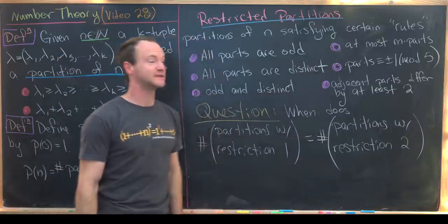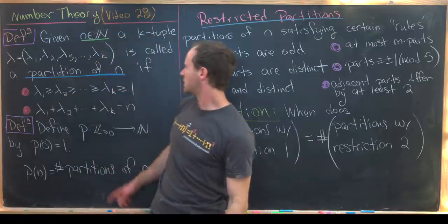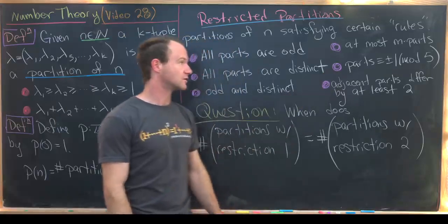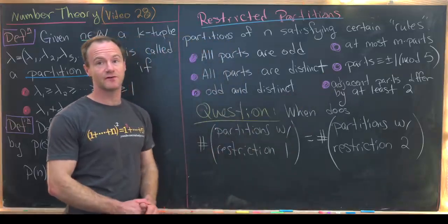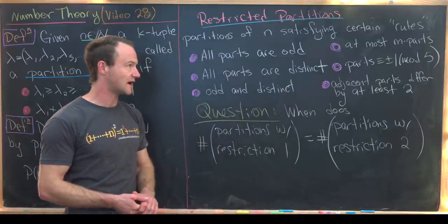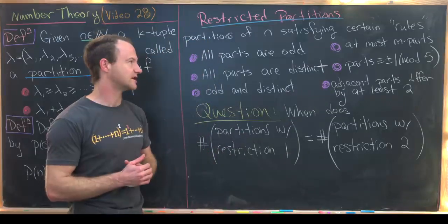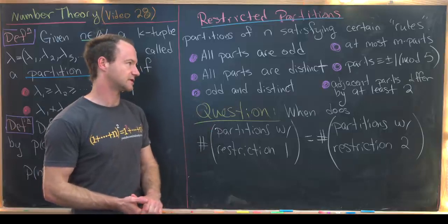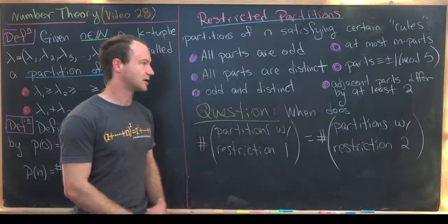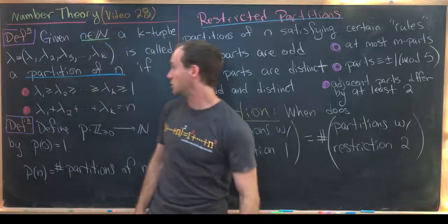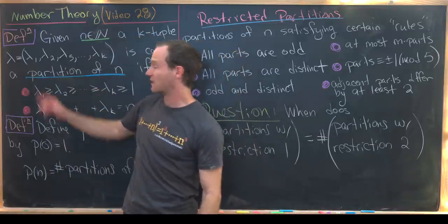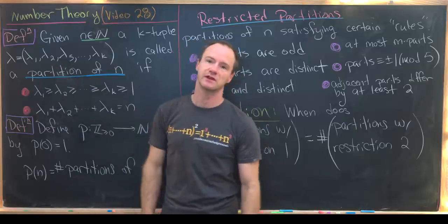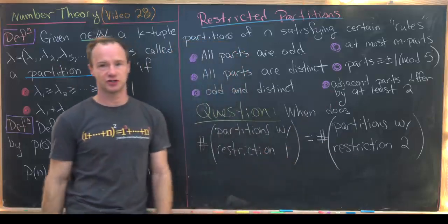There are at most m parts. So that means this k would be less than or equal to m. The parts are congruent to plus minus 1 mod 5, or maybe plus minus 2 mod 5, or maybe plus minus 3 mod 8, and so on and so forth. In other words, the residue classes of the parts. Or the adjacent parts differ by at least 2. So that means between lambda 1 and lambda 2, there's at least a difference of 2. Same thing, lambda 2 and lambda 3. That would be this last restriction.